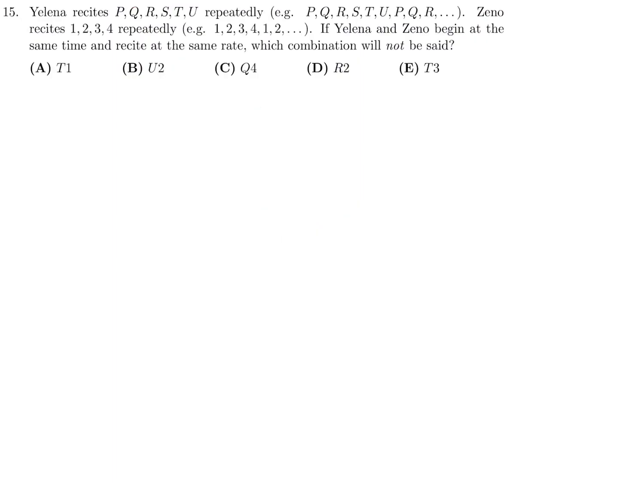Yelena recites PQRSTU repeatedly. Zeno recites 1, 2, 3, 4 repeatedly. If Yelena and Zeno begin at the same time and recite at the same rate, which combination will not be said? So PQRSTU, PQRSTU, and so on, right? And then the other guy is 1, 2, 3, 4, 1, 2, 3, 4, 1, 2, 3, 4, and so on.